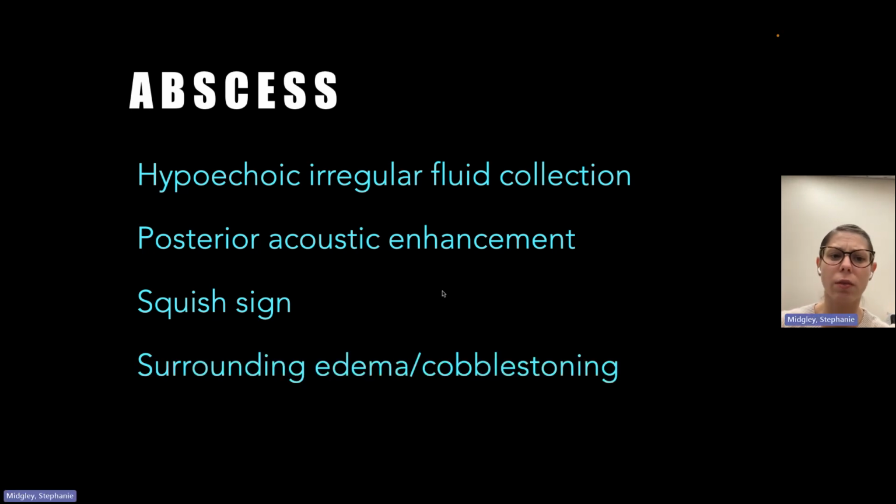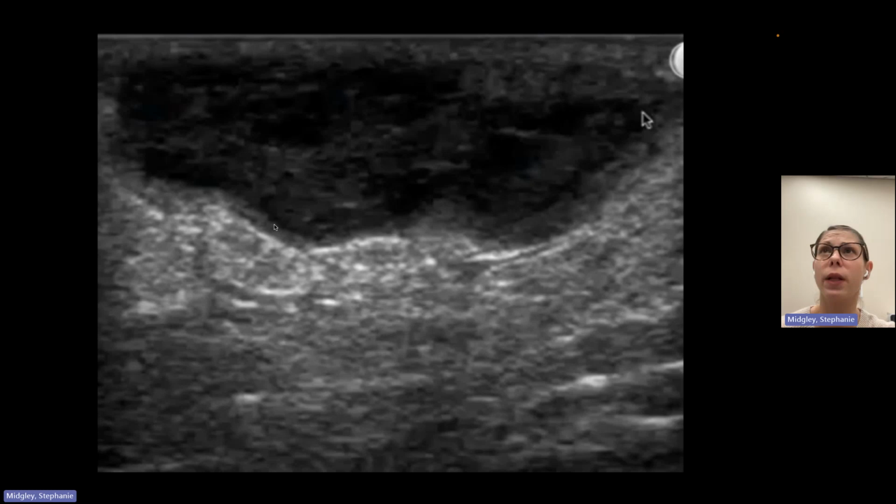And generally, you'll see some sort of surrounding edema or cobblestoning, again a sign of surrounding infection. And then finally, you always want to throw a Doppler on it to make sure that you are not cutting into something vascular by accident. Cool. So the simple abscess. Here you can see hypoechoic, there's a clear collection to the area. You can see that posterior acoustic enhancement, and you can clearly see the defined posterior wall.